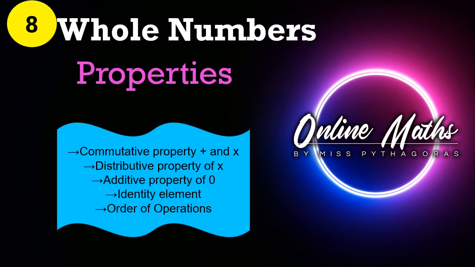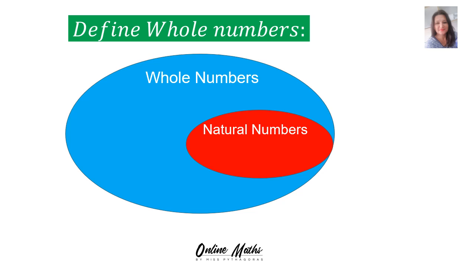Hello everybody. Below you will find the different properties of whole numbers that I will discuss in this video. The symbol for whole numbers is a N with a little zero down there, and the symbol for natural numbers is just an N. Whole numbers start at 0 and natural numbers start at 1.